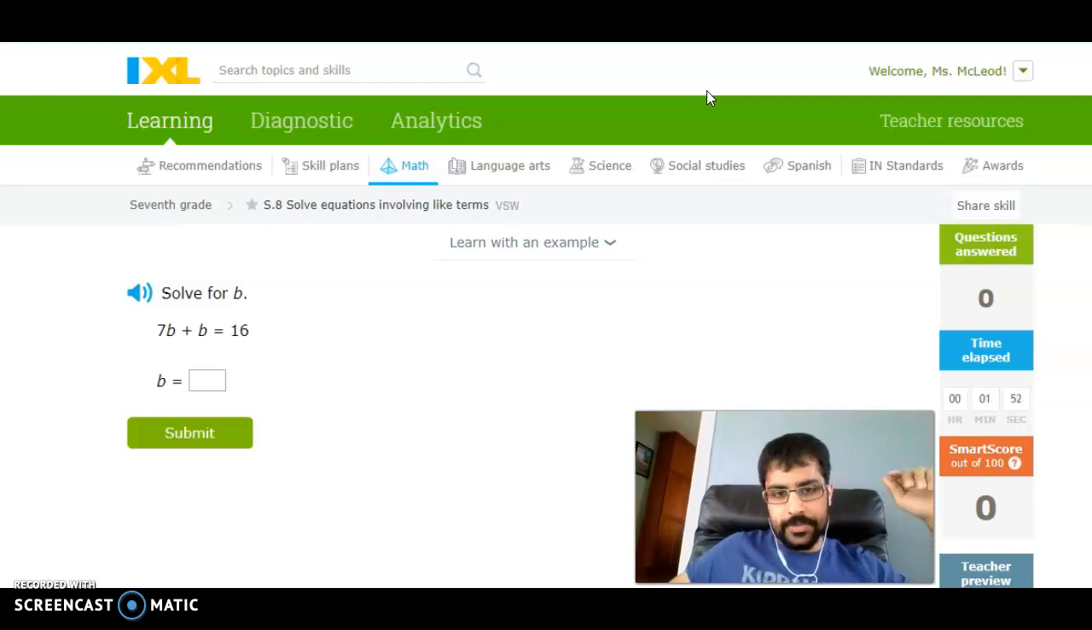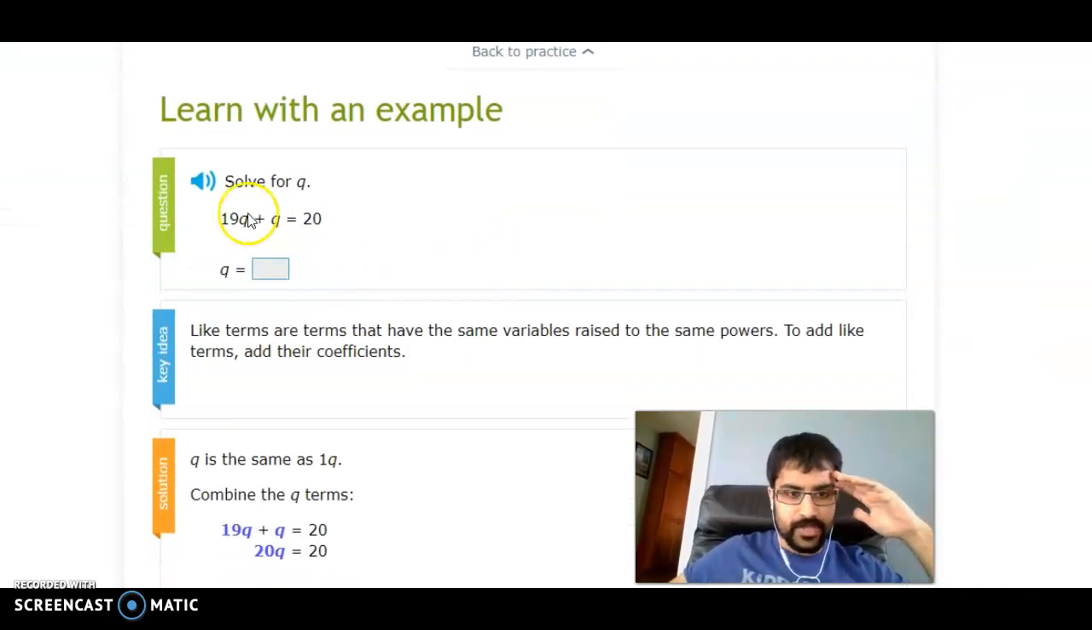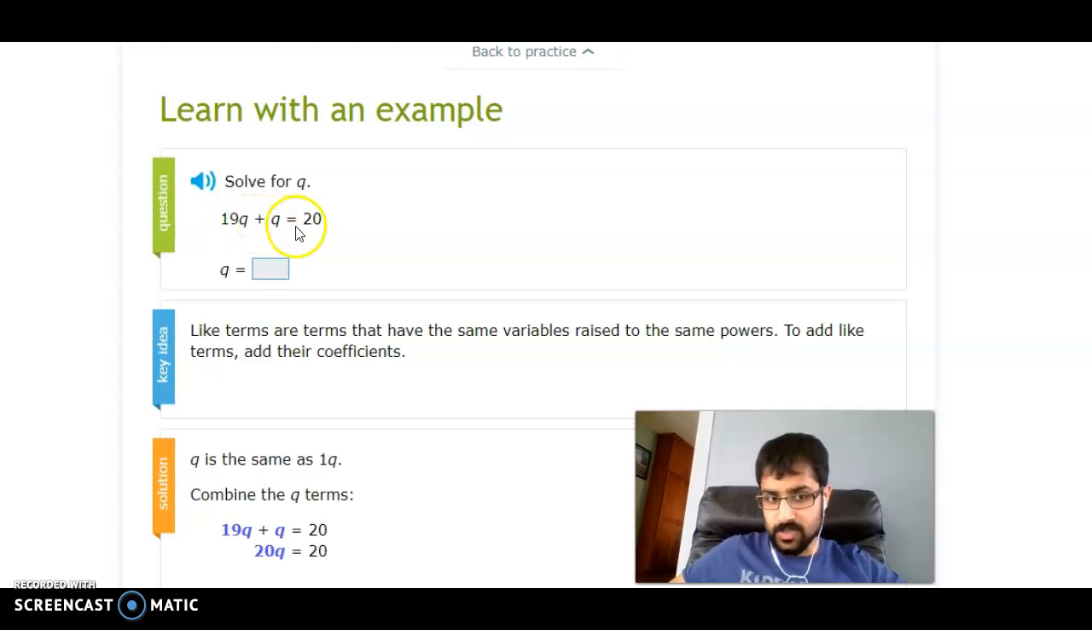So the skill quick code is VSW, and I'm going to start off showing you what the example tells us is our kind of key takeaway for this. So in the example we've got 19q plus q equals 20. And it asks you to solve for q.